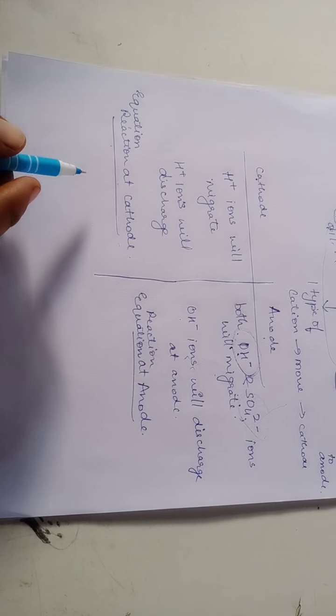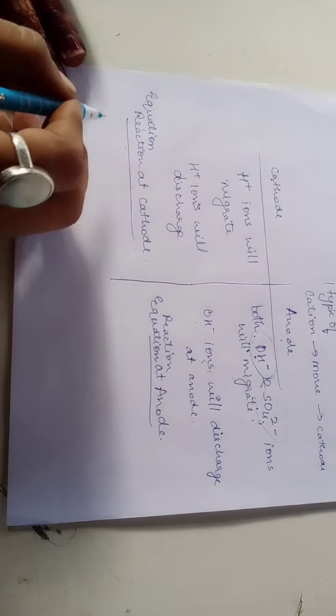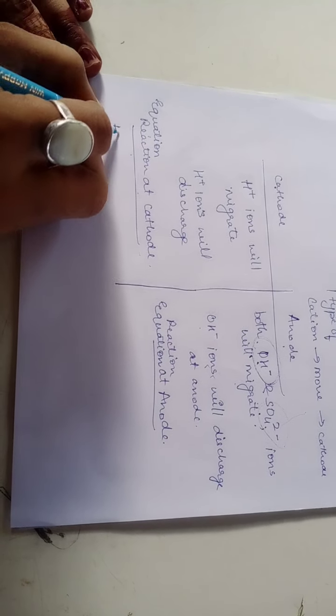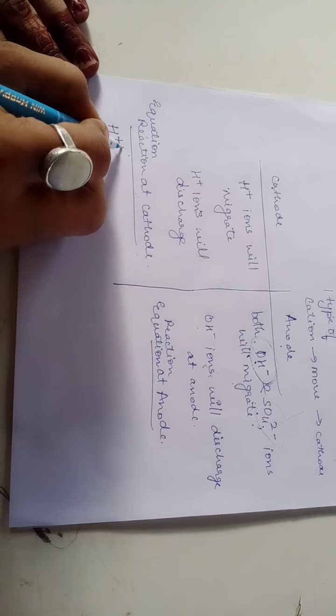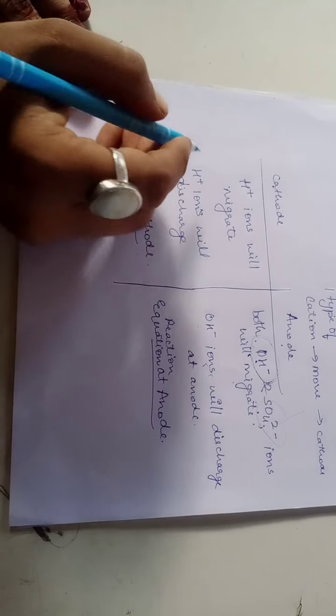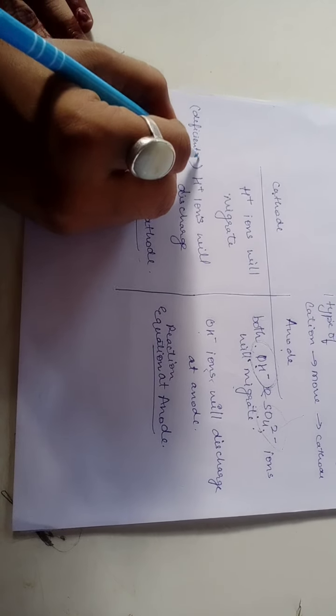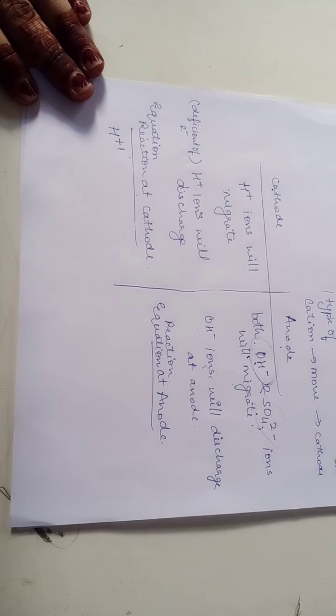The equation will be that hydrogen ions are migrating and hydrogen ions will be discharged. So what will happen? H plus ions, H plus 1 ions. Now what? They are deficient of electrons. Yes or no? H plus ions are deficient in nature, deficient of electrons. Deficient means उनके पास कम है.